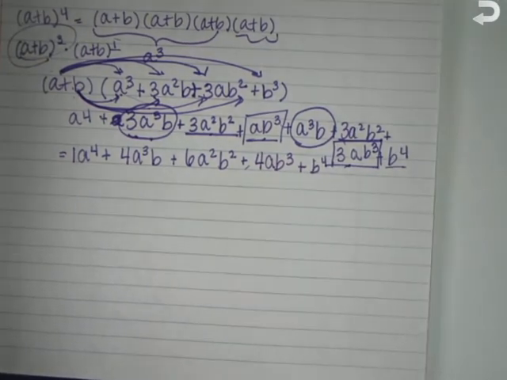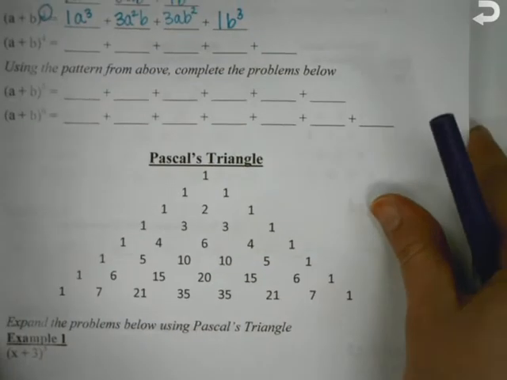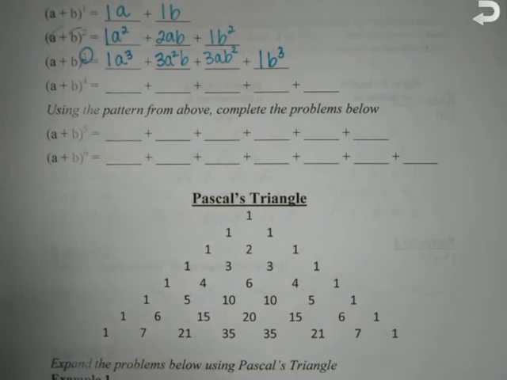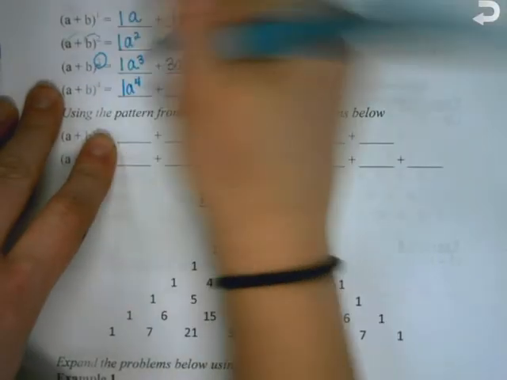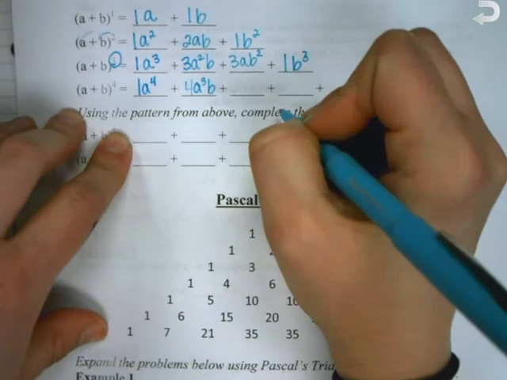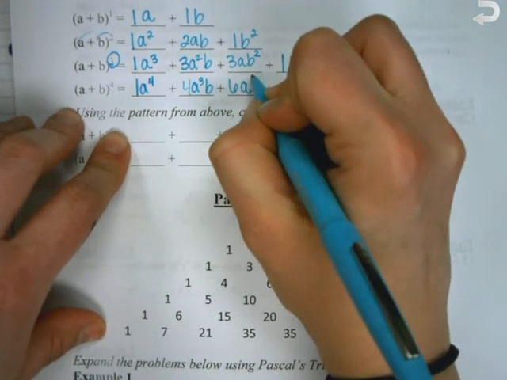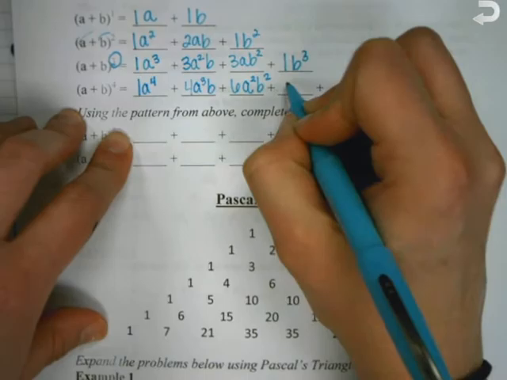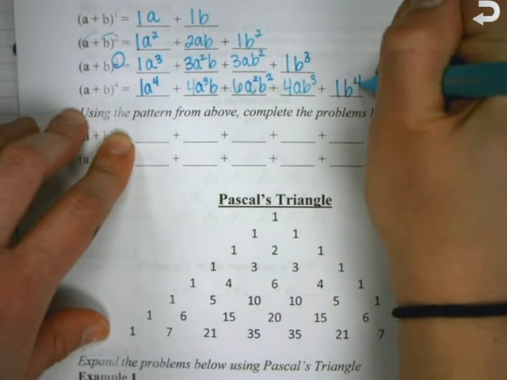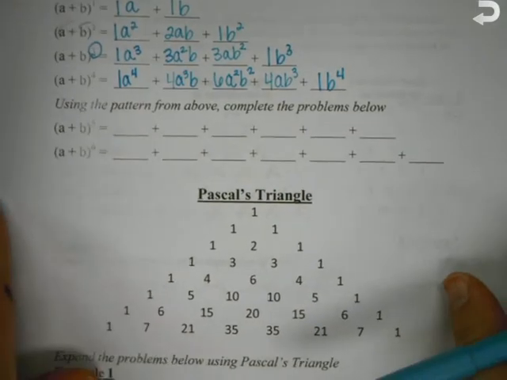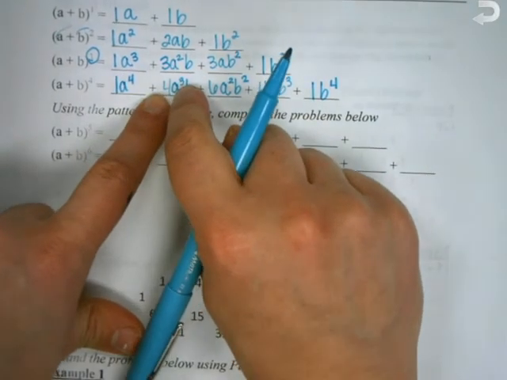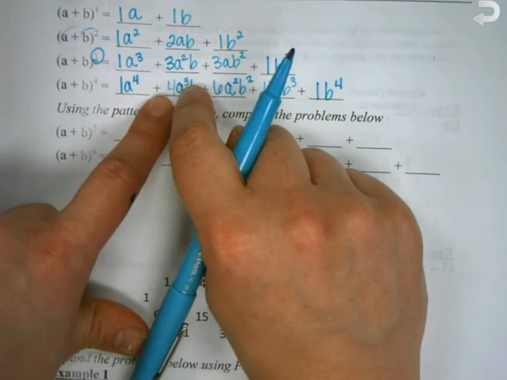There's a trick. Okay, so this would be 1a to the fourth plus 4a to the third b plus 6a squared b squared plus 4ab to the third plus 1b to the fourth. Did our coefficients follow the pattern? Yeah. 1 plus 3 gives me, guys, what's 1 plus 3? 4. 3 plus 3 gives me 6. And 3 plus 1 gives me 4. And I always have 1s on the ends, right?